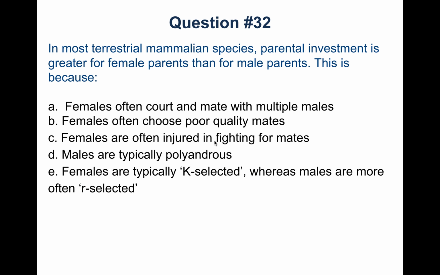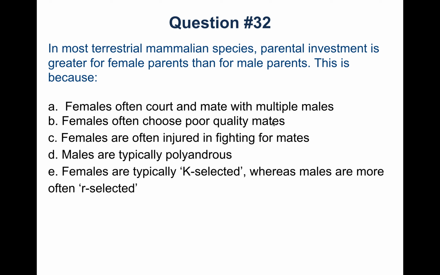In most terrestrial and mammalian species, parental investment is greater for female parents than the male parents. This is because females often court and mate with multiple males. Not really. There are some organisms that do follow this pattern, but usually the females are not the ones courting, for one. Typically, it's the male that's courting the female. And then some of the females will mate with multiple males just to increase their chances of having babies. But typically, it's the male that's actually courting.